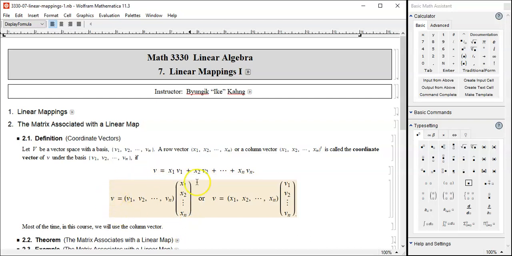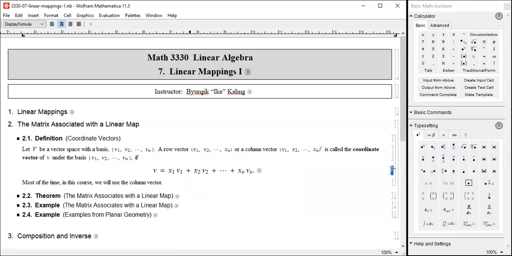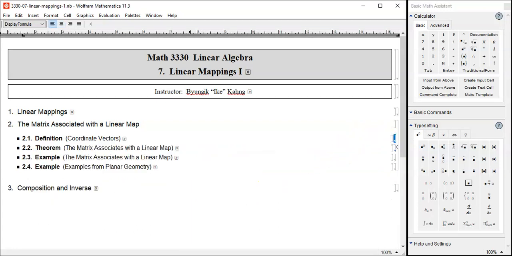If you use this viewpoint, then you're looking at the column vector. If you take this viewpoint, you're looking at the row vector. Either way, it's the same thing, and those are called coordinates. For a basis, the coordinate vectors are unique. Most of the time, by the way, we'll use column vectors. That was just a reminder from the previous week.